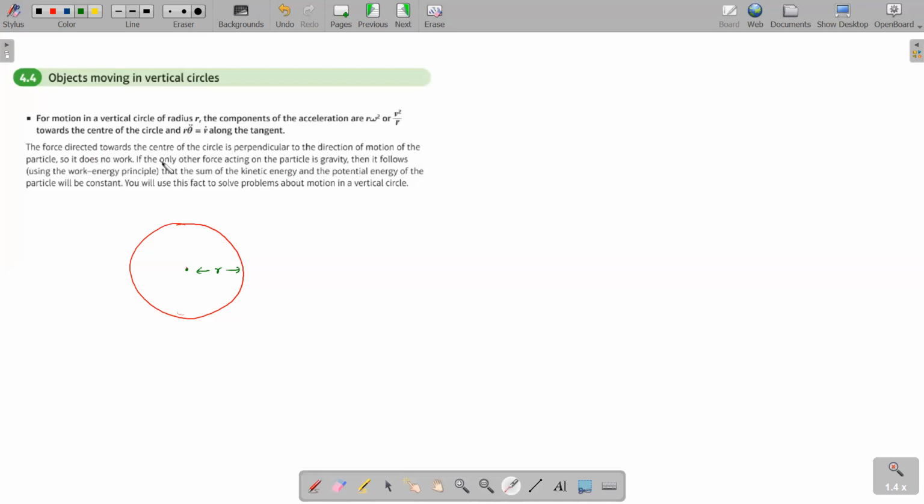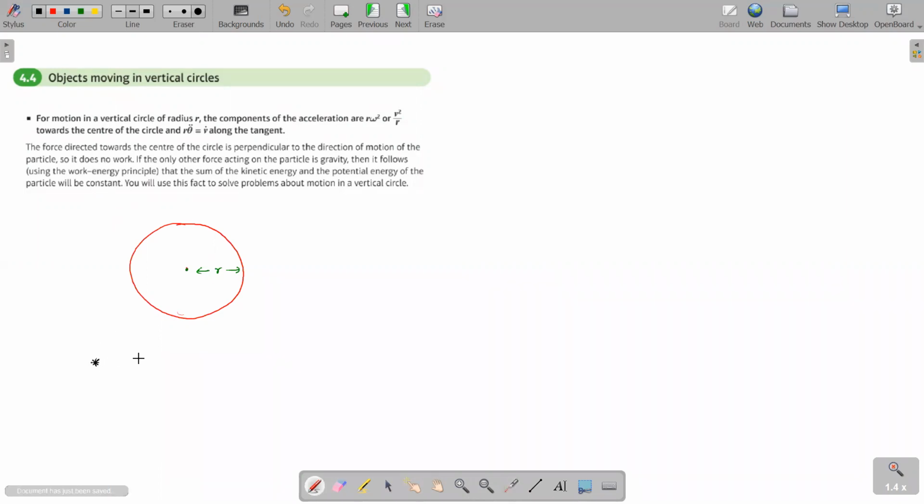The force directed towards the center of the circle is perpendicular to the direction of motion of the particle, so it does not do work. If the only other force acting on the particle is gravity, then it follows that the sum of the kinetic energy and potential energy of the particle will be constant. In other words, you use the law of conservation of energy. Those are the two main principles you need to use.